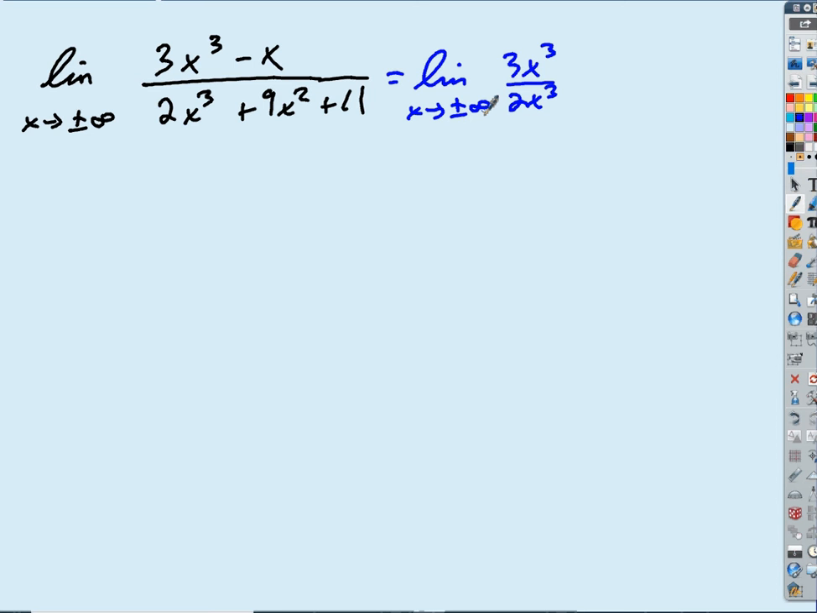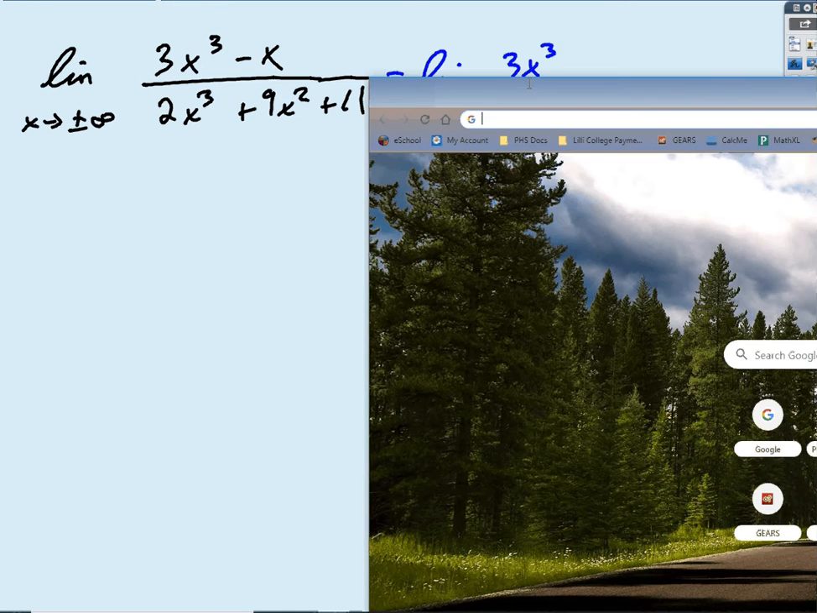Okay, prove it to you. Let's look at this one on Desmos again. Are you recording? I am recording. Thank you for checking.